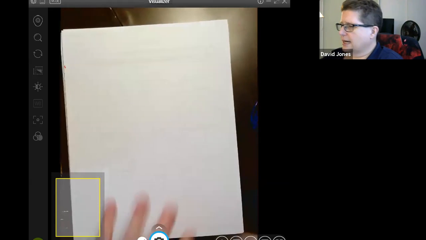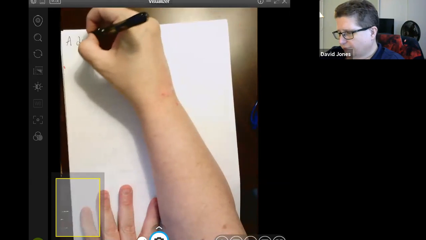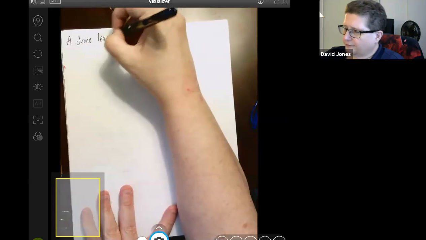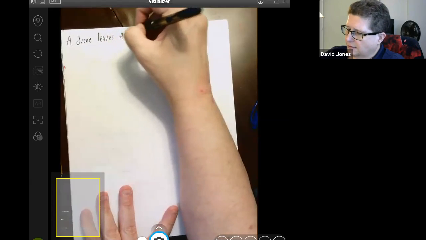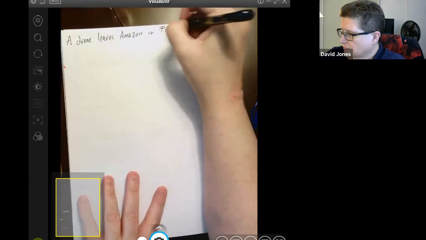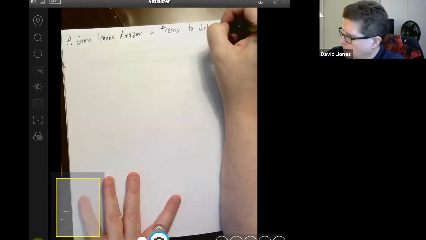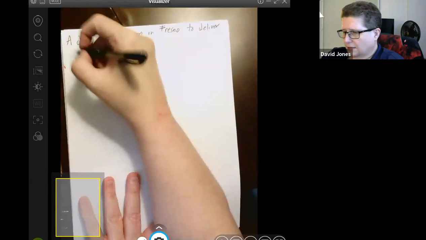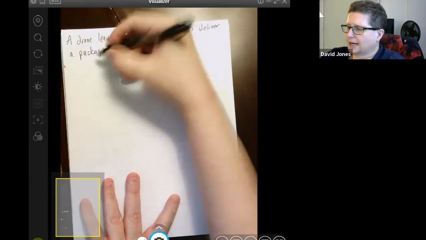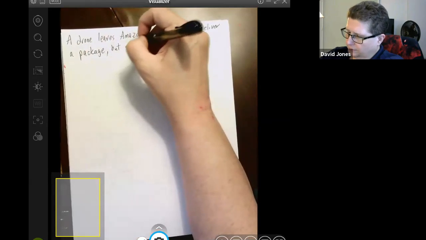So let's say a drone, let's say they built Amazon in Fresno. A drone leaves Amazon in Fresno to deliver a package. But it can't fly in a straight line because the airport's in the way. It must go around the airport.